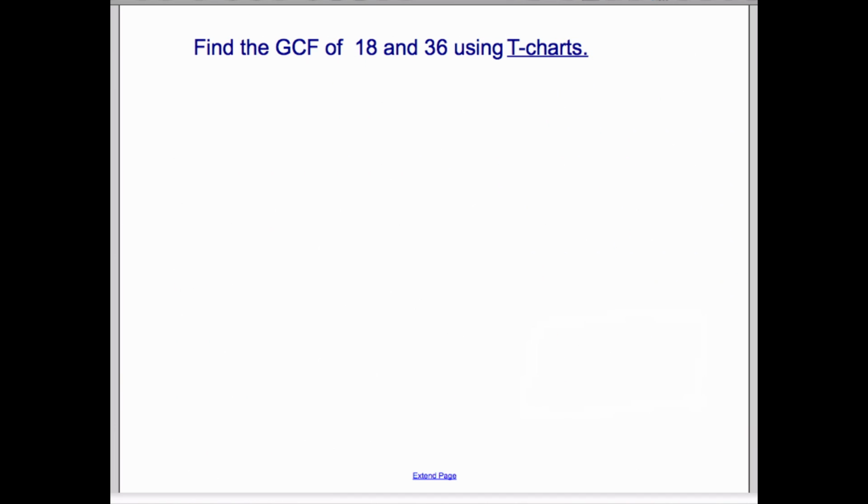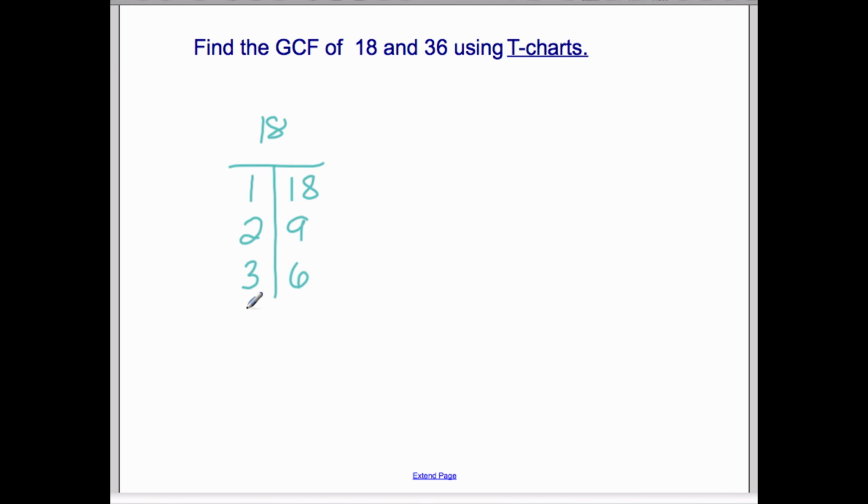Okay, so our second method for finding a greatest common factor is using a T-chart. So here we want to find the greatest common factor of 18 and 36 by using a T-chart. So we're going to start with 1. We think, does 1 go into this number? And if so, how many times? So 1 will always go. Does 2 go into this? Yes, it does. How many times? 9 times. And 3? Yep. How many times? 6 times.